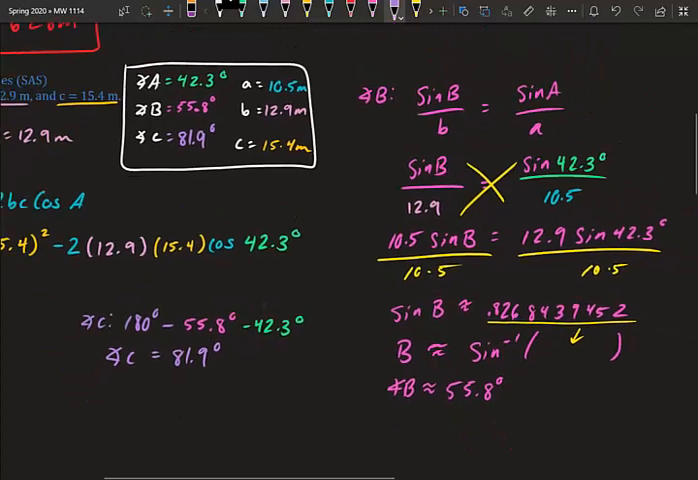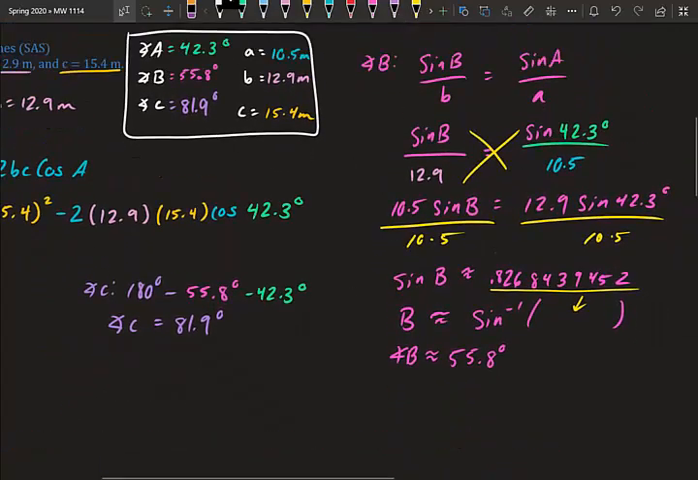Alright, we solved our triangle because everything in that box is filled out. We found all the angles and we found all the sides. And that's all we need. Alright, let's keep going.